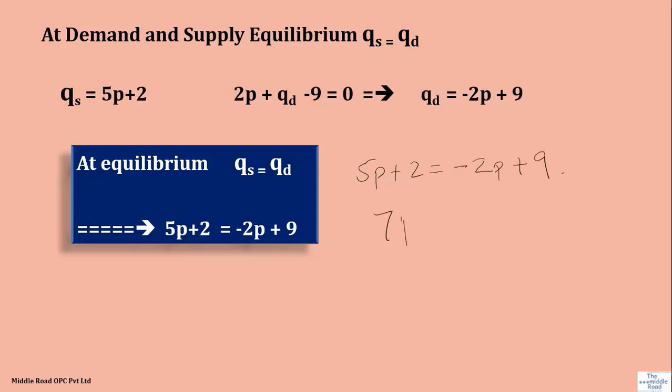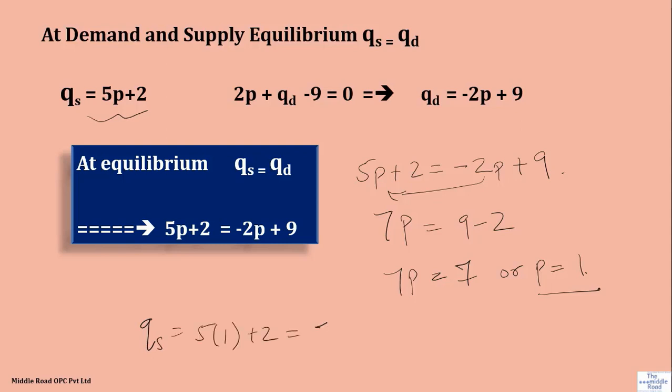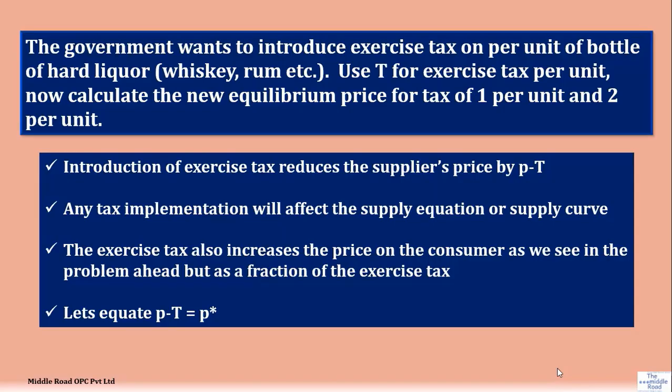Taking minus 2P to the left hand side becomes 7P, and the 2 goes to the right. So it's 9 minus 2 is equal to 7. 7P is equal to 7, or P is equal to 1. I've got the price as 1, in any currency. So you use P equal to 1 in the equation for QS. 5 into 1 plus 2 is equal to 7. The quantity supplied is 7 at equilibrium. So at equilibrium we have the price as 1 and quantity as 7.